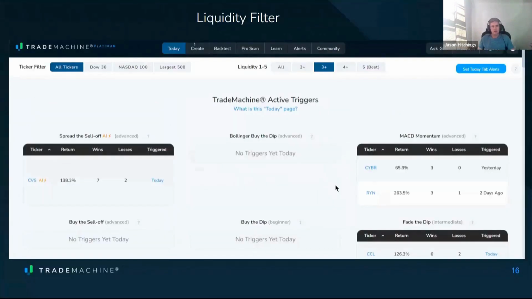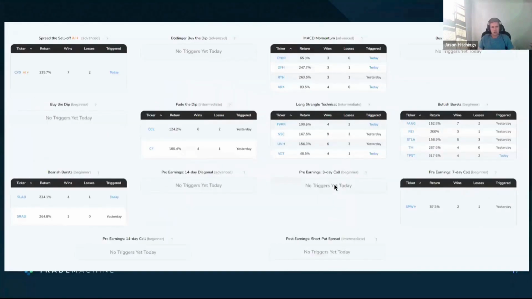Okay, so I created a quick little cheat sheet here. If I zoom out a little bit, you can see all of the strategies all in one. There are 14 different strategies. We keep them in the same position.